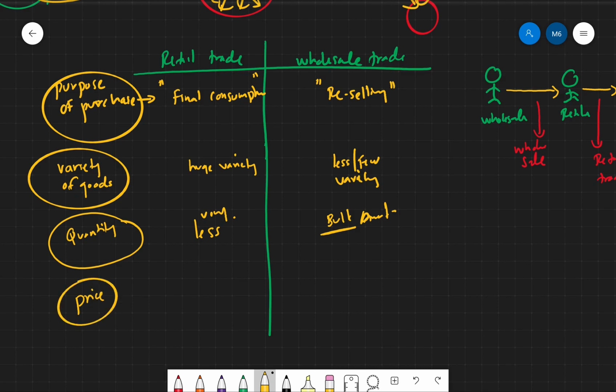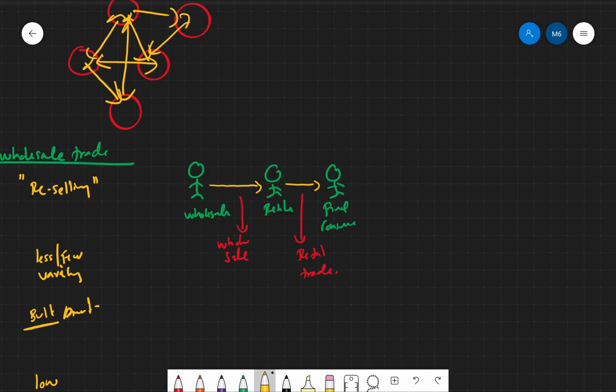Normally the price here is comparatively, so I'm using the word comparatively, related to these two trades. Here the price is low, and comparatively here the price is high. The reason why in retail trade the price is high is that the retailer sells to the final consumer and should have a profit margin. As you can see in this diagram, if they are buying a product for 50 rupees, they can't sell at 50. They have expenses, they should have a profit margin. So we'll assume that they are selling at 60 rupees. Therefore comparatively you can see in retail trade the price is normally higher than in wholesale trade.